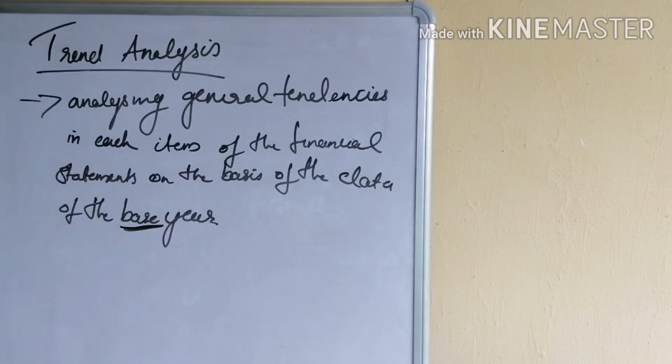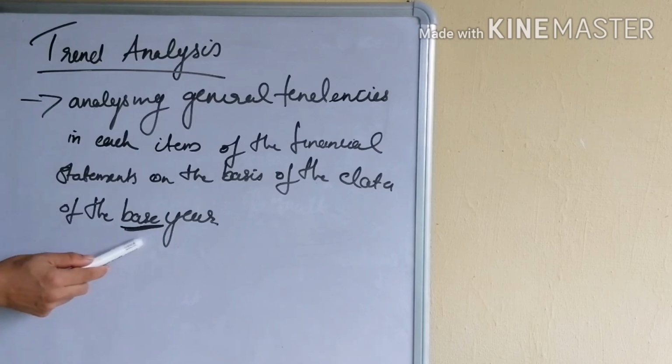So, in trend analysis, the past data over a period of time with a base year is called trend analysis. Under this technique, information for a number of years is taken up and one year, usually the first year, is taken as the base year. Then next we are moving to objectives of trend analysis.